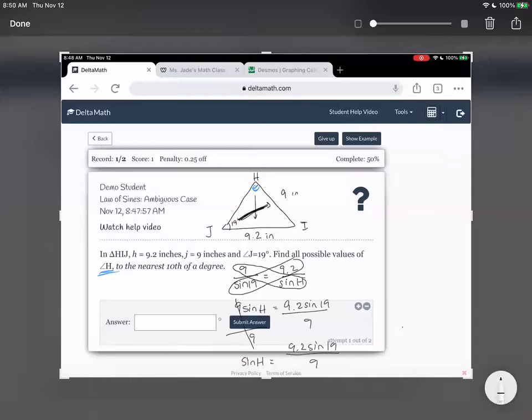And so then we're going to type into the calculator sine inverse of that giant fraction, 9.2 sine 19 over 9. And this should give us the angle H. So before I type it into the calculator and hope that we actually get a solution, are there any questions?